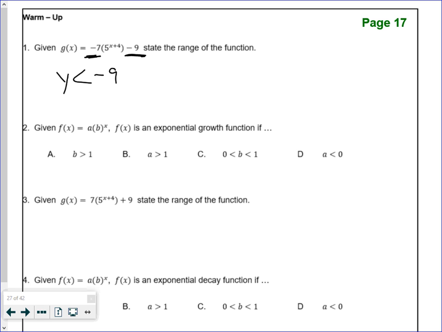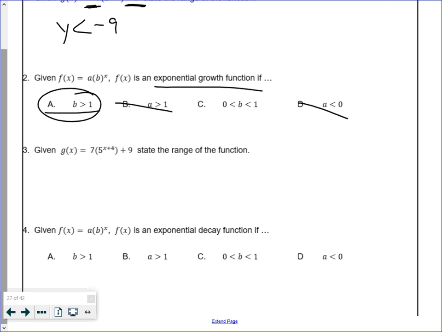Number two, given f of x equals a times b to the x, f of x is an exponential growth function if b is greater than 1. An exponential growth function, your b has to be greater than 1. A's don't do anything to determine if it's a growth or a decay function.